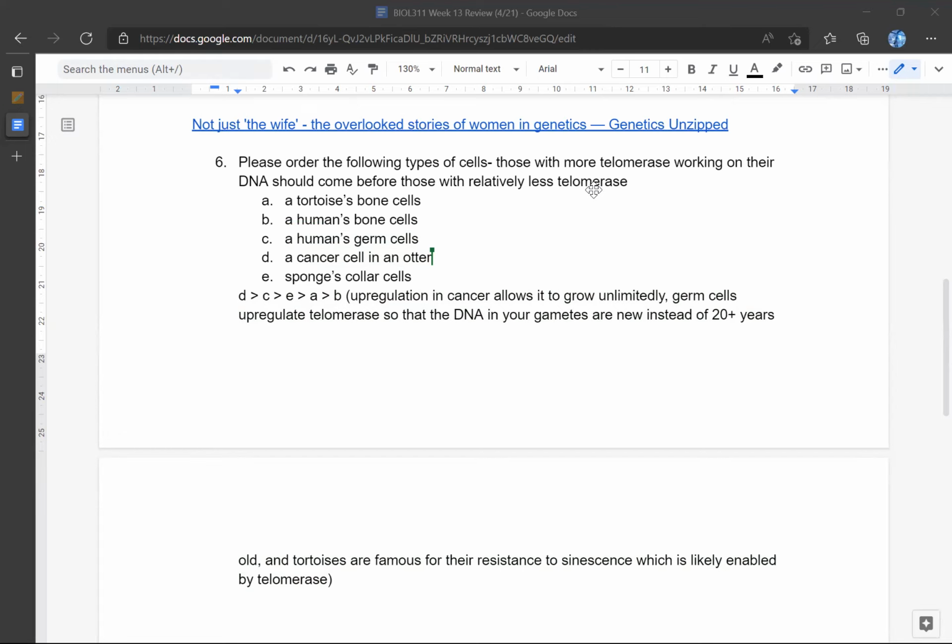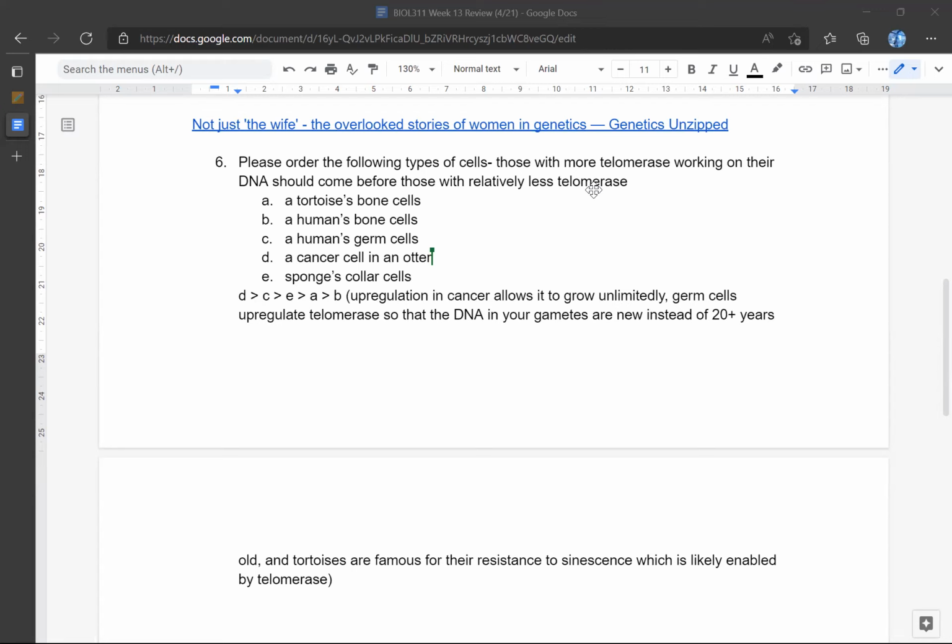And then germ cells, humans' germ cells, as opposed to humans' bone cells, they also upregulate telomerase, because your germ cells are the ones who go through meiosis and who create your gametes. And so if say you're 20, well, I'm 22 years old. Say I wanted to have a child.